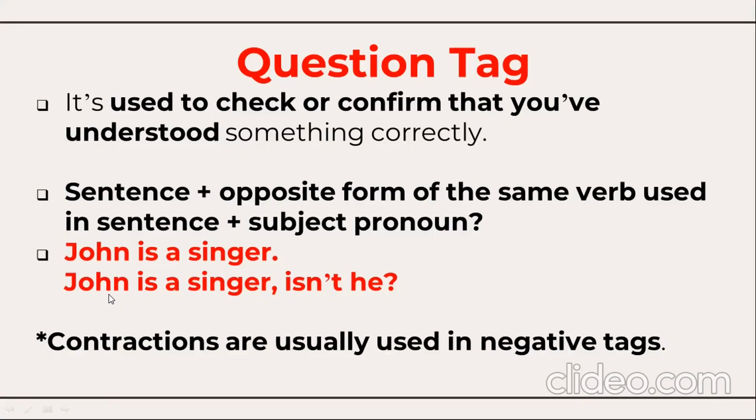Whichever noun is given, we'll use the matching pronoun. So, John is a singer. We'll remove the full stop and write a comma: isn't he? So the contracted forms are used in the negative tags. I repeat once again, if the sentence is positive, the question tag is negative. If the sentence is negative, the question tag will be positive.